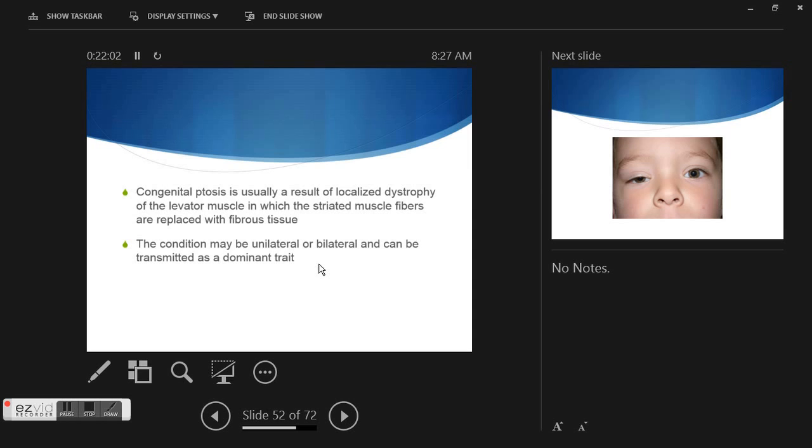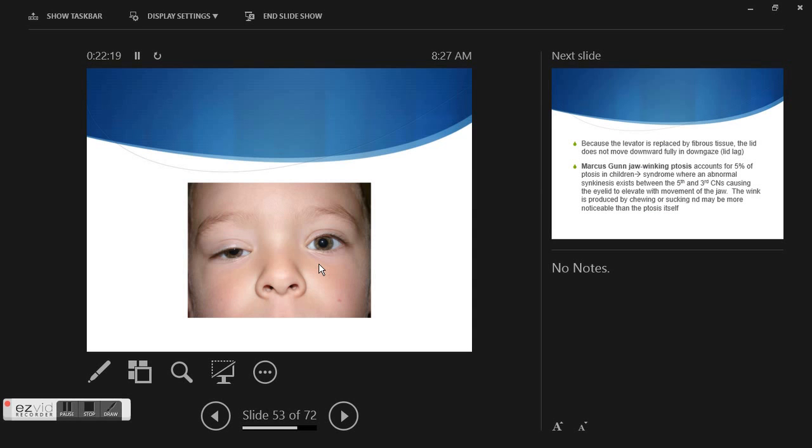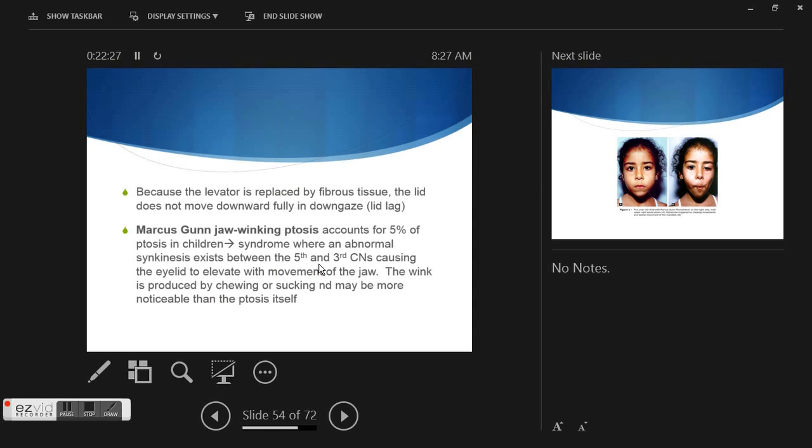All right, so moving on to congenital ptosis. This is a result of localized dystrophy of the levator muscle, in which the striated muscle fibers are replaced with fibrous tissue. The condition may be unilateral or bilateral and can be transmitted as an autosomal dominant trait. So you can see here, this little boy, or girl, has ptosis of the right eye. Because the levator is replaced by fibrous tissue, the lid does not move downward fully in downward gaze, thus giving the appearance of lid lag.